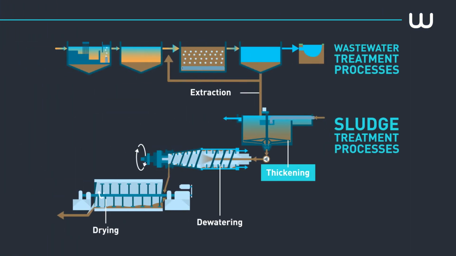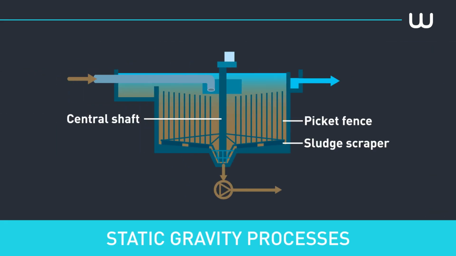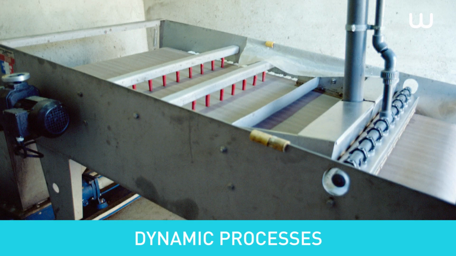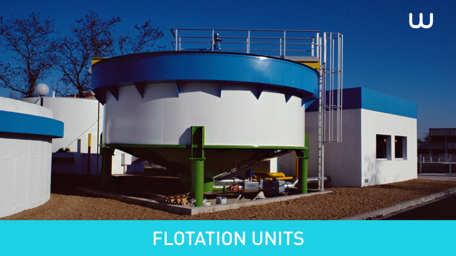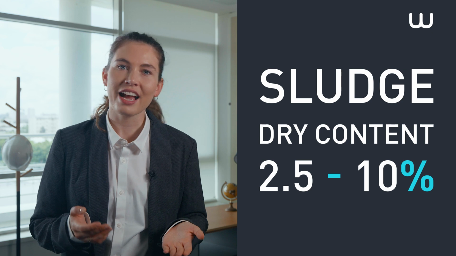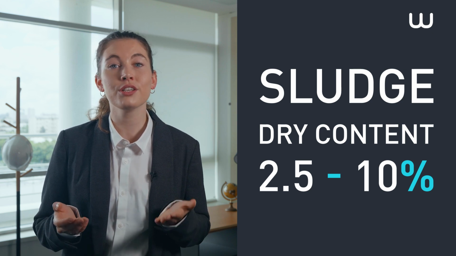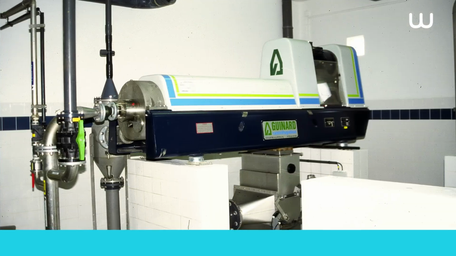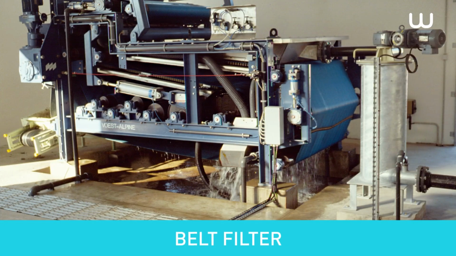To increase dry content and reduce the water content in wastewater treatment sludge, 3 main stages are used: thickening, dewatering, and drying. For thickening, 3 techniques are used: static gravity processes, dynamic processes, and flotation units. Following this stage, sludge dry content is somewhere between 2.5% and 10%, depending on the technique used and the composition of sludge.